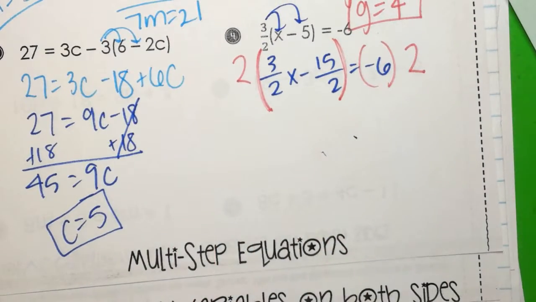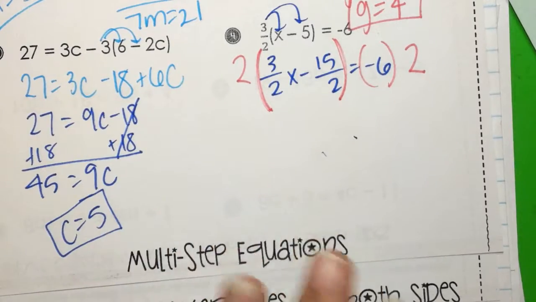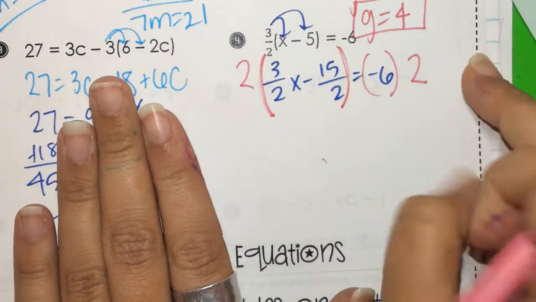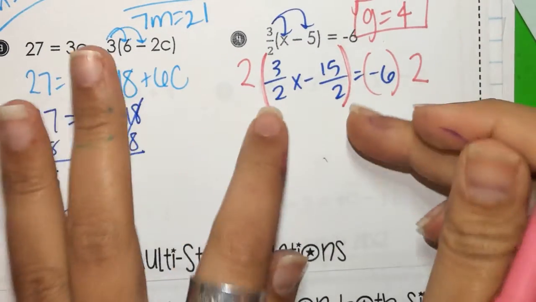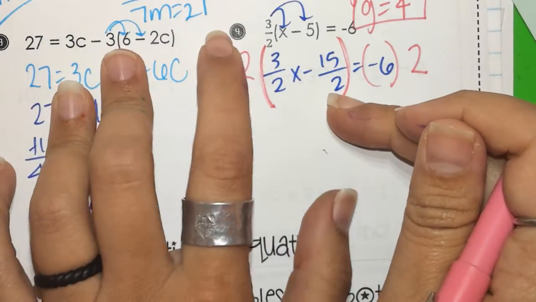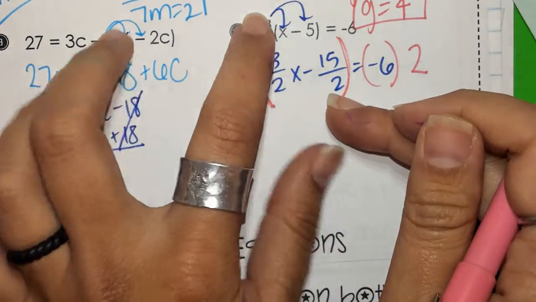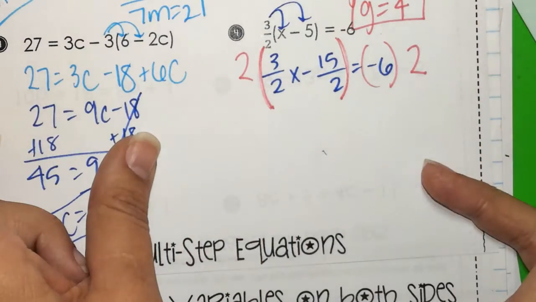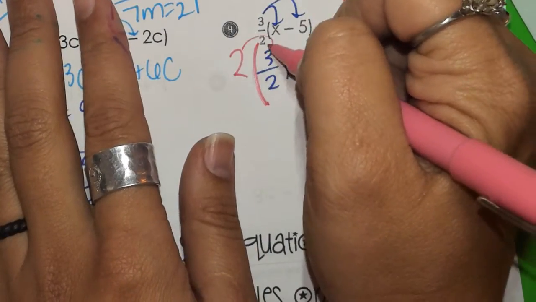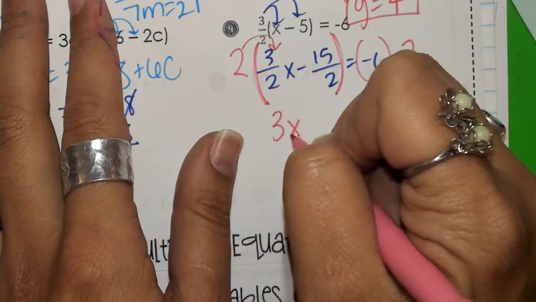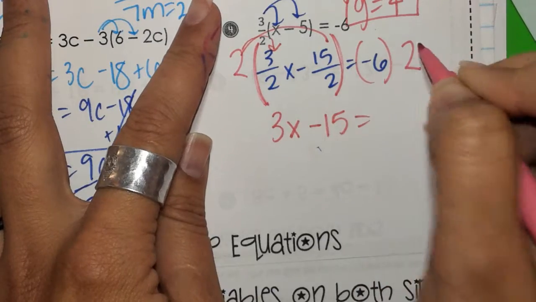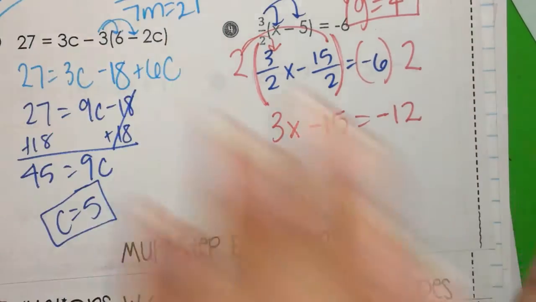If I multiply everything by 2, you were kind of there while you were over there talking, interrupting my lesson. If you multiply everything by 2, that gets rid of your denominator. You could have done that to begin with. You could have multiplied by the reciprocal up here, but you could have multiplied both sides by 2 and killed it to begin with. So if you multiply 3 halves by 2, you get 3x. If you multiply negative 15 halves by 2, you get minus 15, and negative 6 times 2 is negative 12.